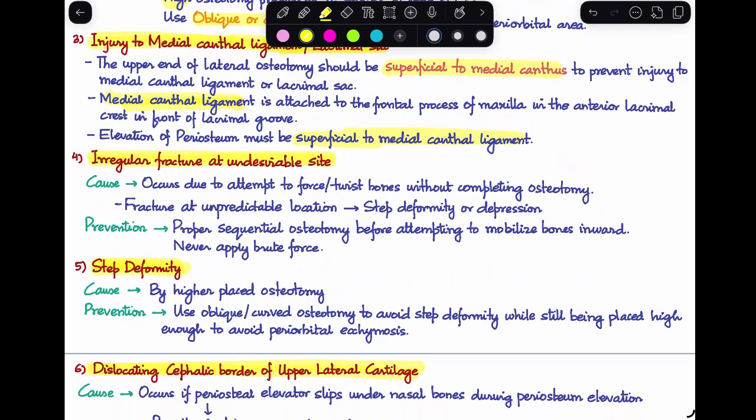Next complication is we can end up causing an irregular fracture at an undesirable site. This can happen when you try to force or twist the bone without completing the whole osteotomy cut. That will lead to a fracture at an unpredictable location, leading to the development of a step deformity or depression. How do we prevent this? We have to follow the proper sequential steps of osteotomy before we go to the last step where we try to mobilize the bones inwards. We should never try to force the movement of the bones, but rather focus on proper technique and move the bones only after the osteotomy cuts have been completed.